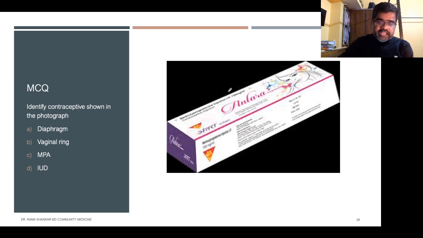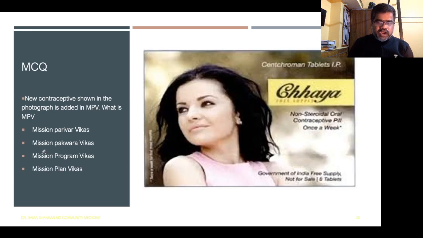Let me take the next. So here the answer is Mission Parivar Vikas. Medroxyprogesterone acetate is an injectable contraceptive, very rightly said by Shruti, and everyone agrees. Now, this other one is a contraceptive called Chhaya, a non-steroidal oral contraceptive, centchroman. But the question asked is, the new contraceptive shown in the photograph is added in MPV.